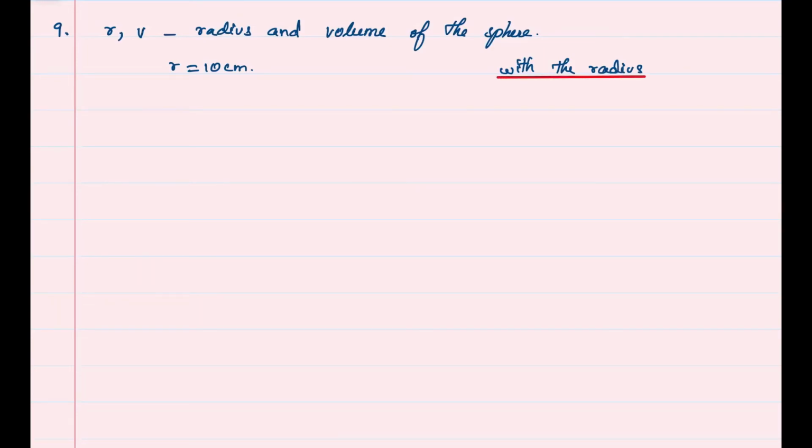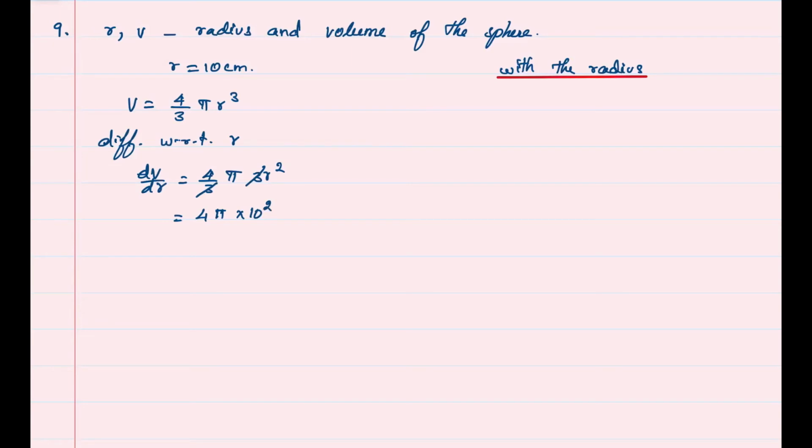Differentiation has to be done with respect to r. Volume of a sphere formula is 4 by 3 pi r cube. Let us differentiate with respect to r. dV by dr is 4 by 3 pi 3r square. And r value is given as 10, squared. The answer is 400 pi. Unit for dV by dr: volume unit is centimeter cube and radius unit is centimeters.